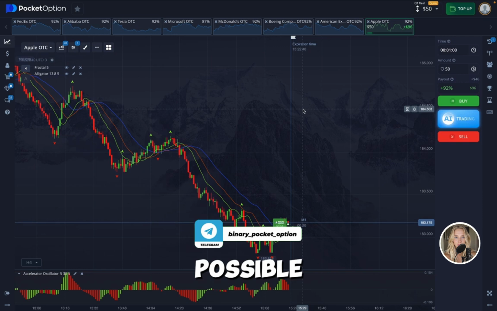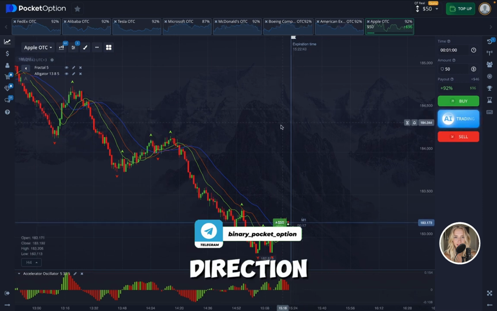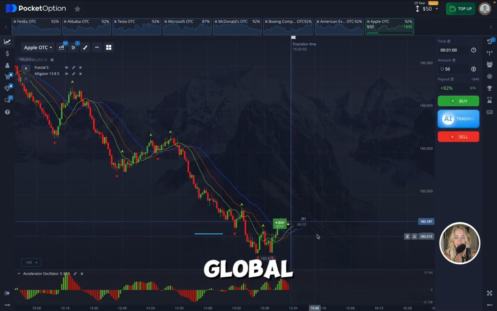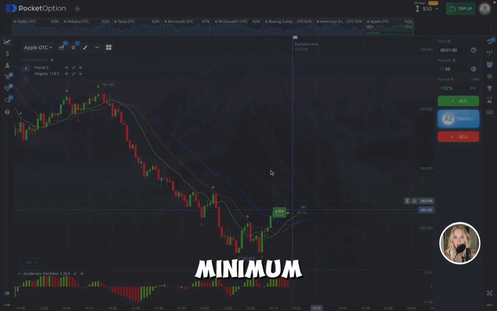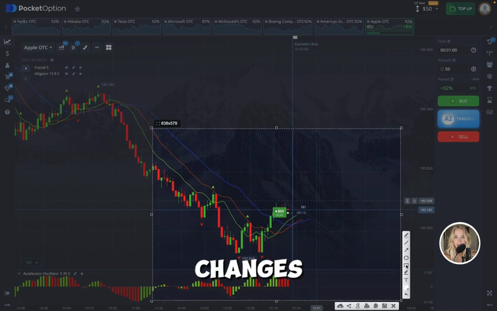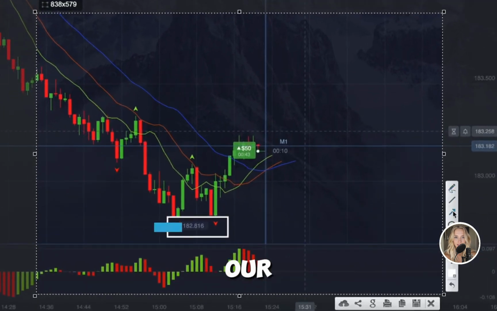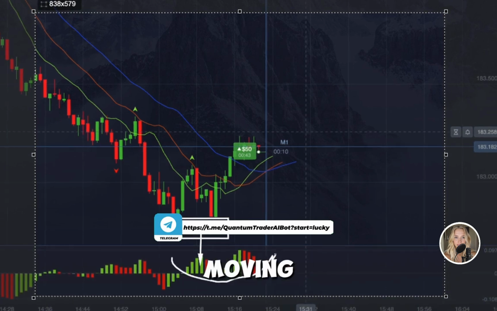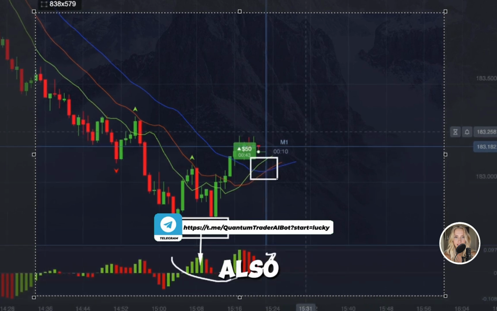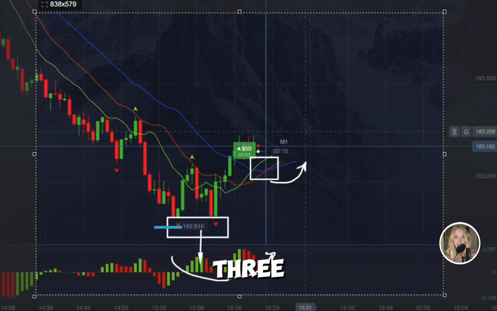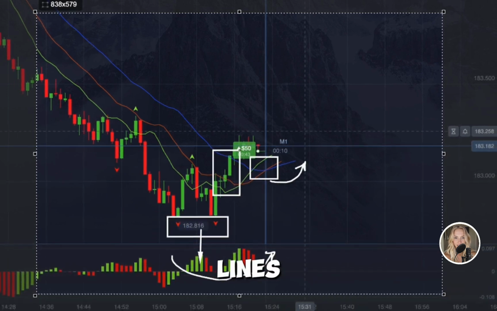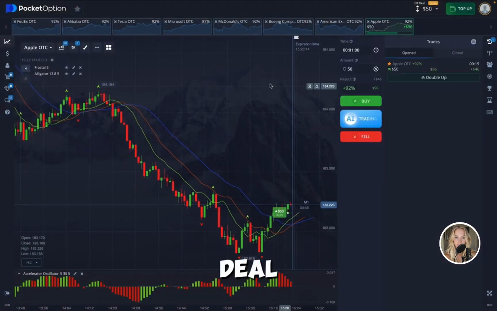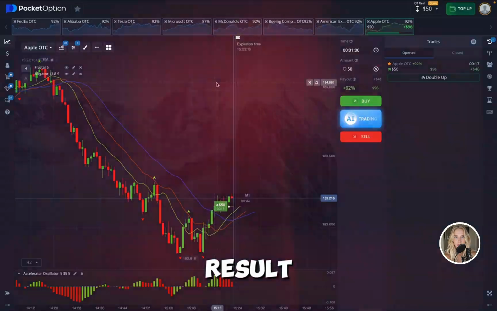Here it will be possible for us to change the dynamics of the direction to the nearest section of movement, since there was an update of the global structural minimum. Also, after this update, we see changes in the direction of volumes on our accelerator histogram, and we see the intersection of the alligator moving lines from bottom to top, and also the price itself crossed all three moving ones. The alligator lines are from bottom to top, so in this case, I prefer to open a deal for an increase. Let's see the result.